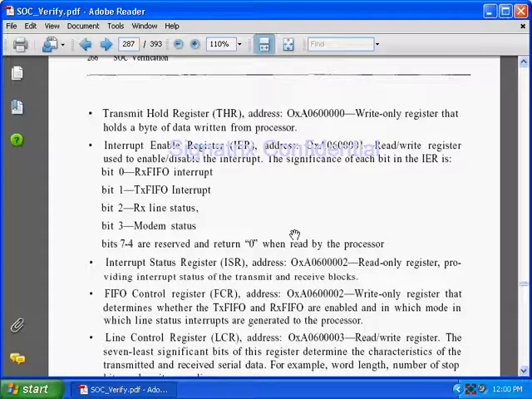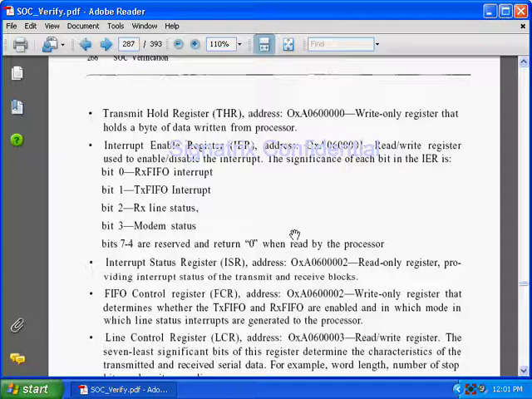Next is the transmit hold register. For the transmit hold register, you see the permissions here. They are only giving write only permission, so only the processor can write. The core can't write inside this register. This register holds the bytes of data written from the processor.